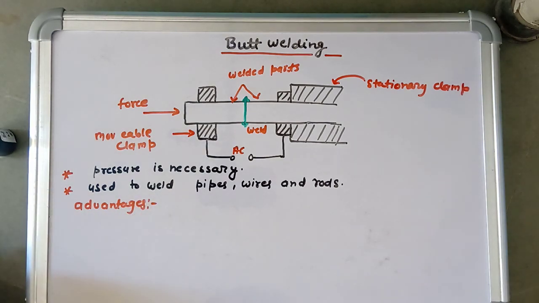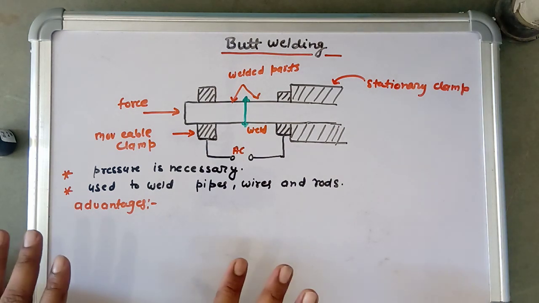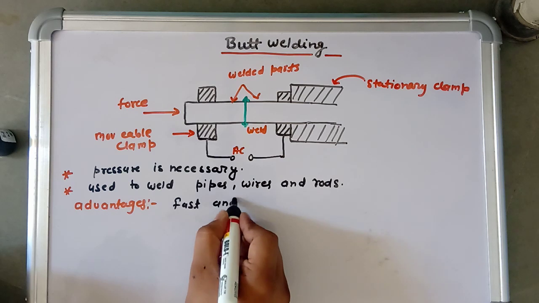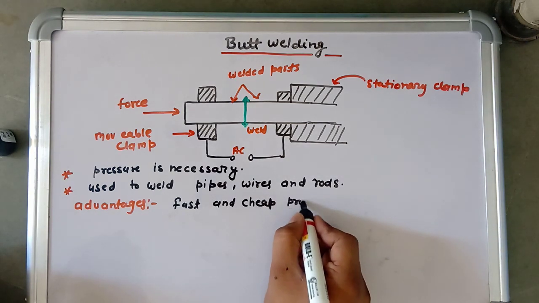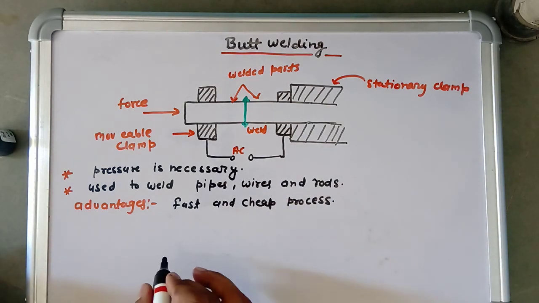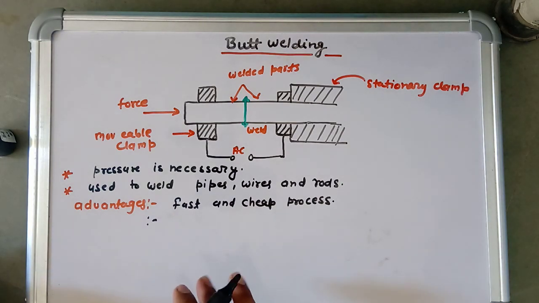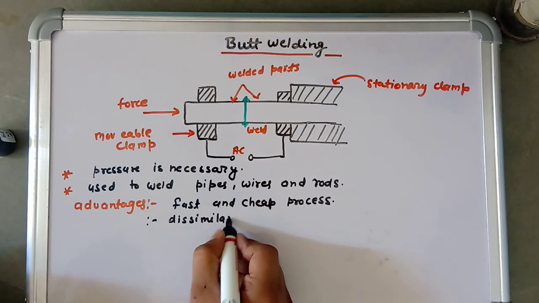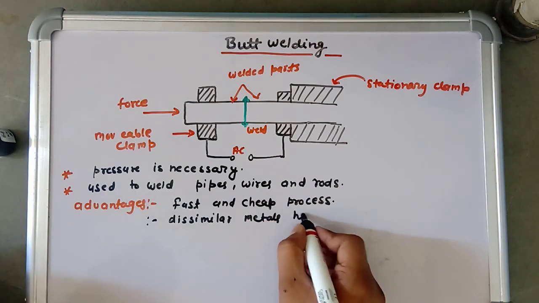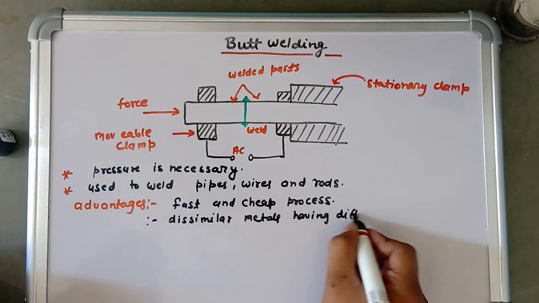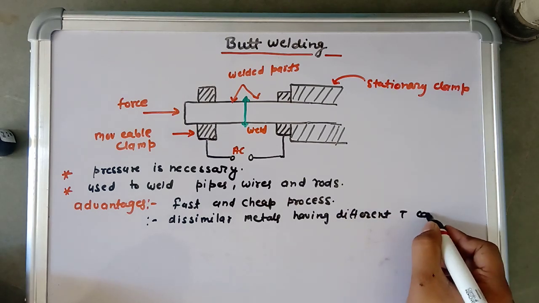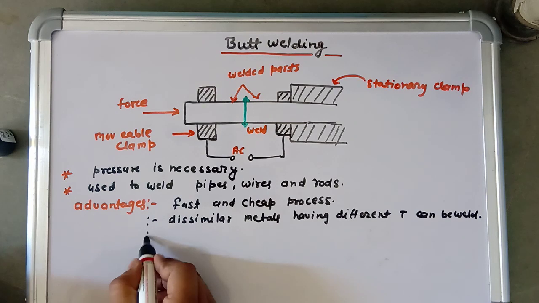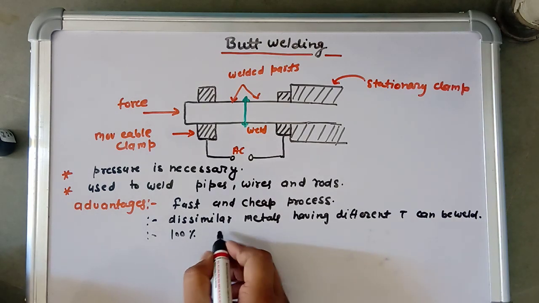Now we will discuss its advantages and disadvantages. It is a fast and cheap process. Preparation of the weld surface is not required, and many dissimilar metals having different melting temperatures can be welded. And it offers a 100% strength factor. This is very important.